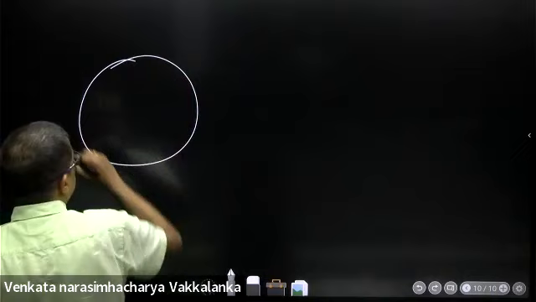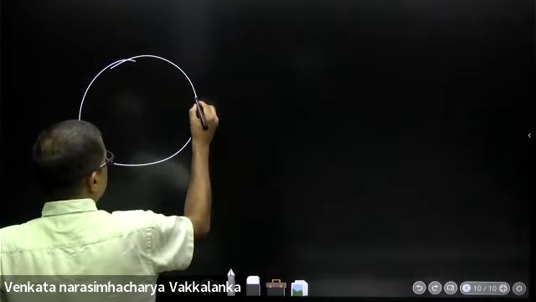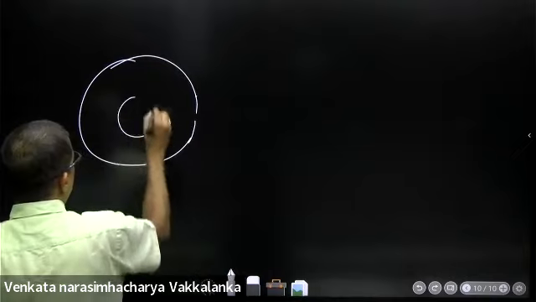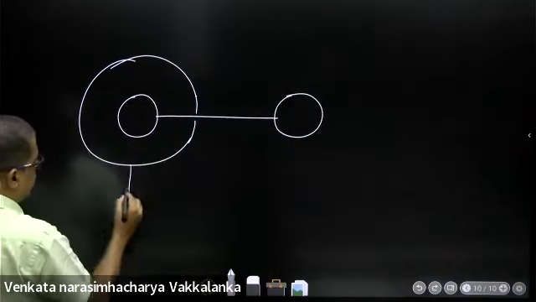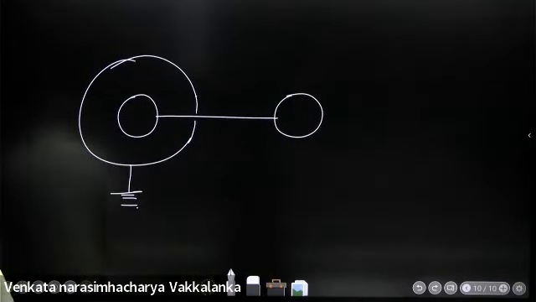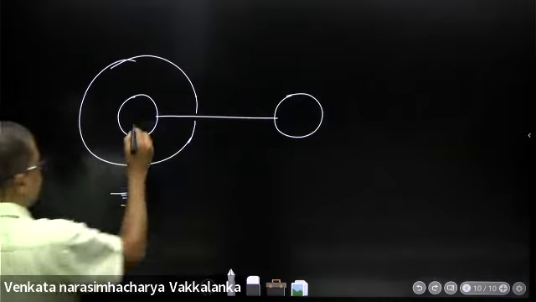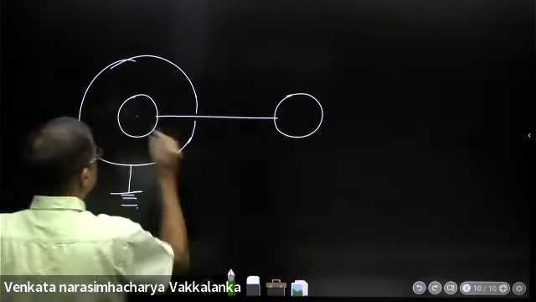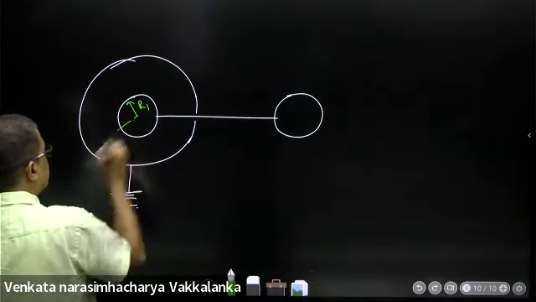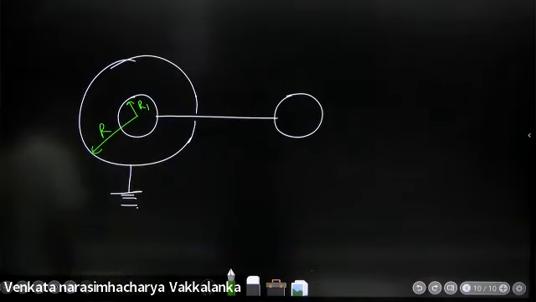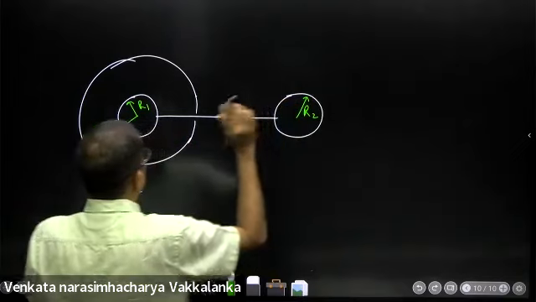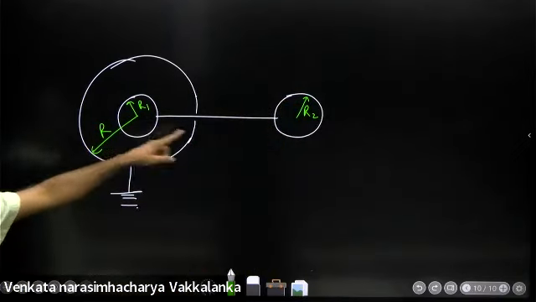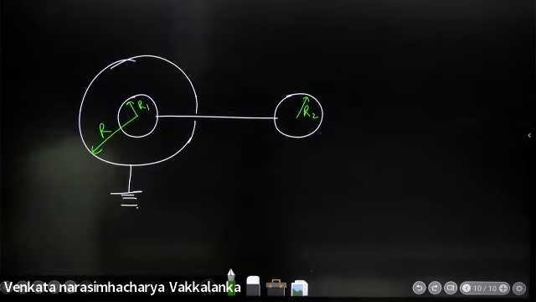Now, listen carefully. There is one sphere. Another sphere. Now here, this is grounded. This is of radius R1. This is of radius R. This is of radius R2. Metal spheres. This is hollow. Whether both are solid or hollow doesn't make much of a difference.